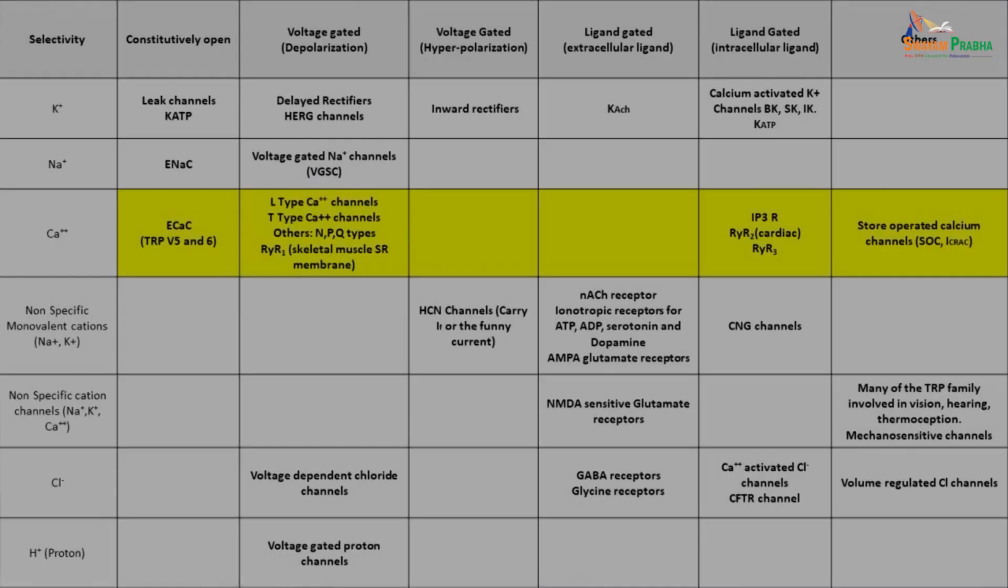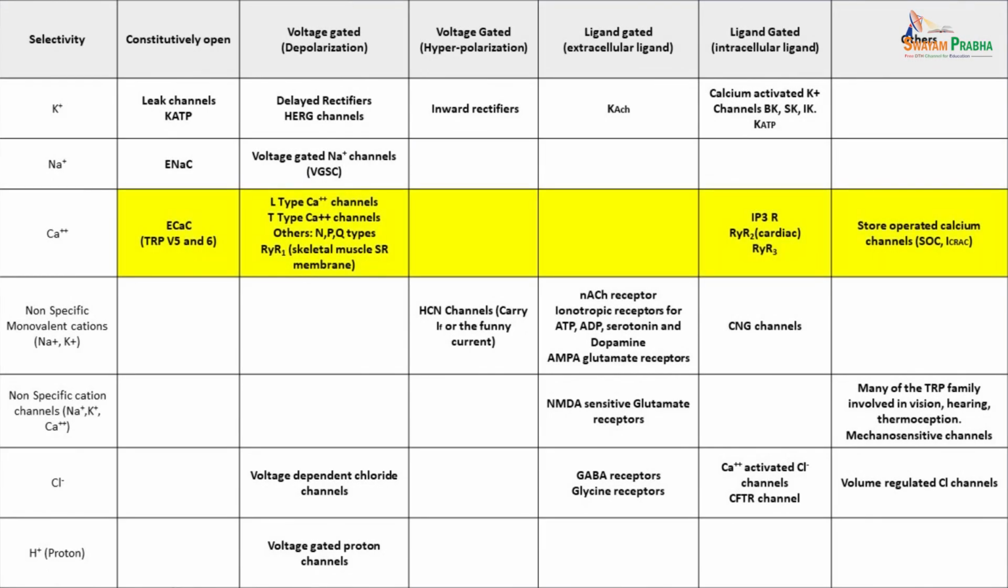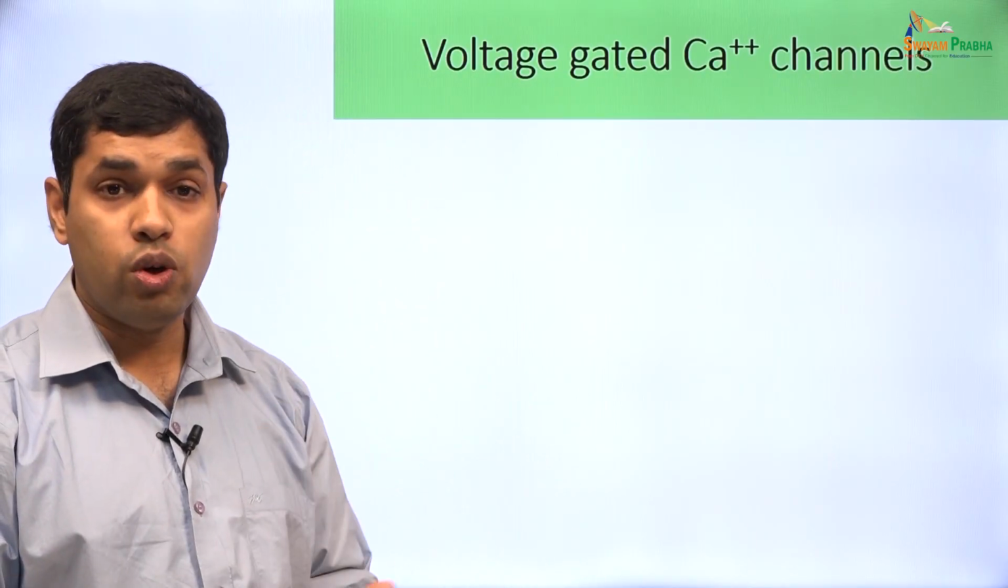But what we will discuss now is the different channels that are involved in regulating intracellular calcium levels. And we'll start off with the first one, that is the voltage-gated calcium channels. We've discussed this in brief before, but we'll talk about the L-type calcium channel and the T-type calcium channel, which are voltage-gated channels selective for calcium. Let's start off with the voltage-gated calcium channels. So what do we know about them?